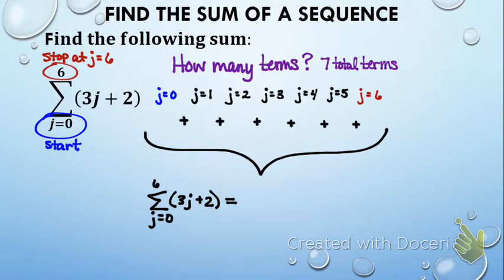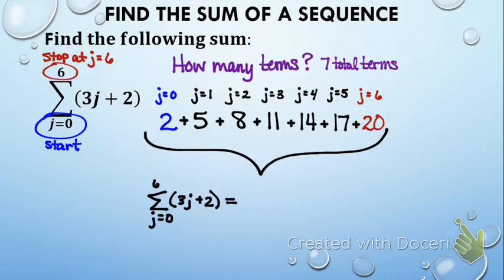What are the terms that we are adding up here? What's the first one that we're going to have? 2. What will be the second term? 5. And then? 8. 11. 14. 17. And we will stop with 20.